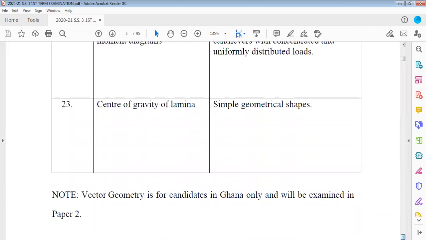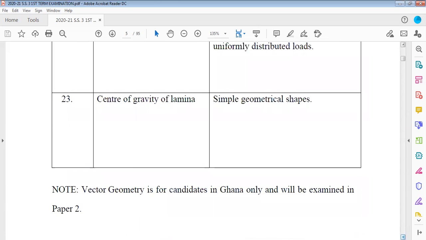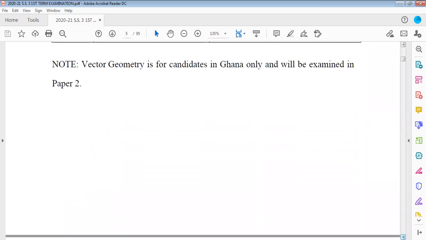Let's look at what we have here. I think there is a note. Note, vector geometry is for candidates in Ghana only, okay? So I didn't mention Gambia. So Gambia is excluded. So only candidates in Ghana are the ones to work on from 20, 21, 22, 23. So you are not to bother yourself on that. Even I don't teach that. And I believe that your technical drawing teacher in school will not teach you that. So you don't have to worry yourself with that.